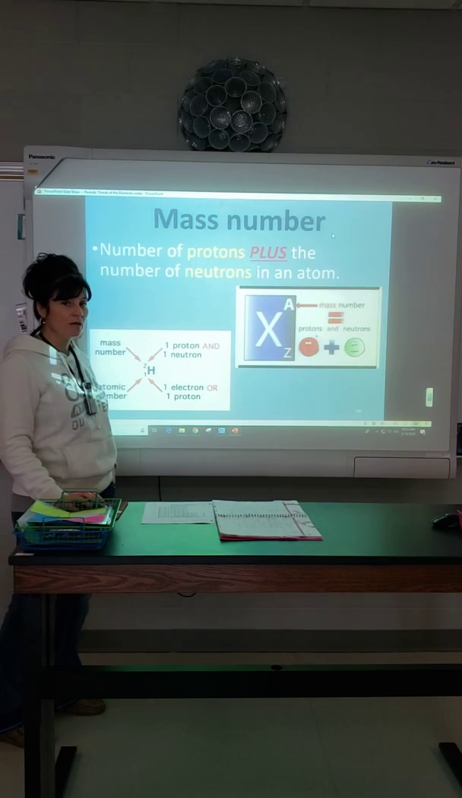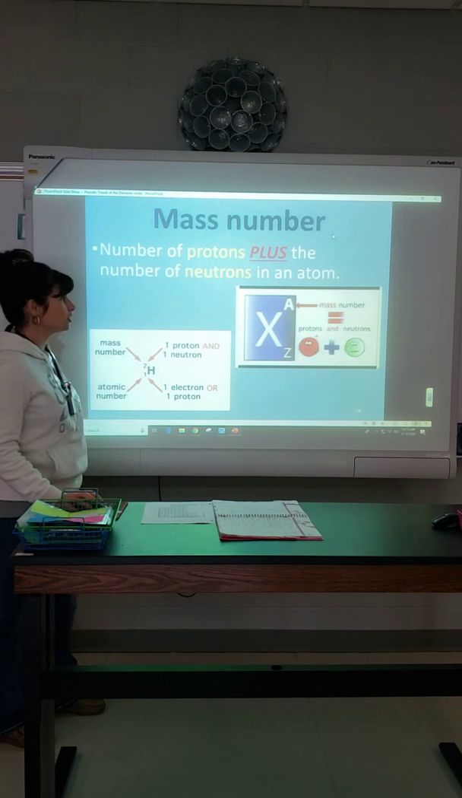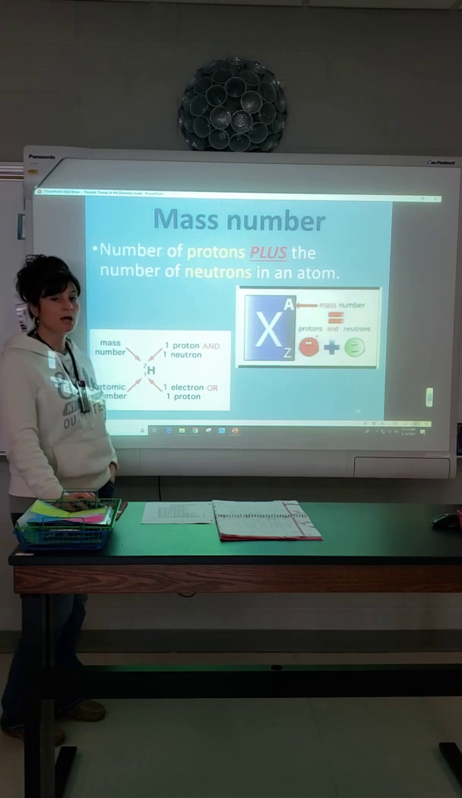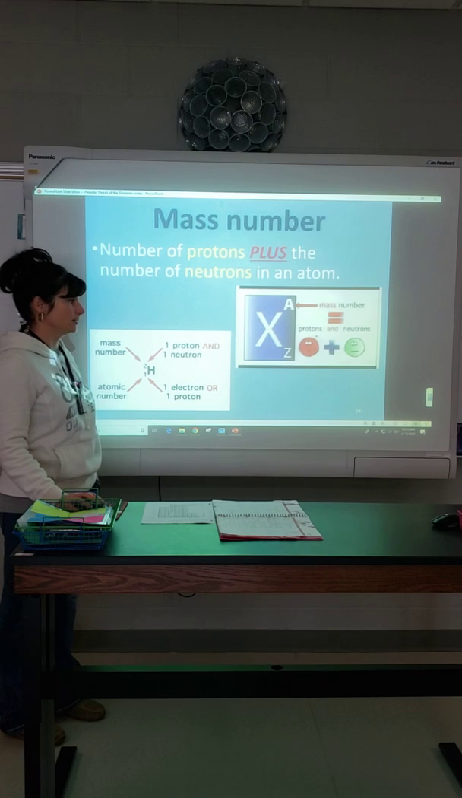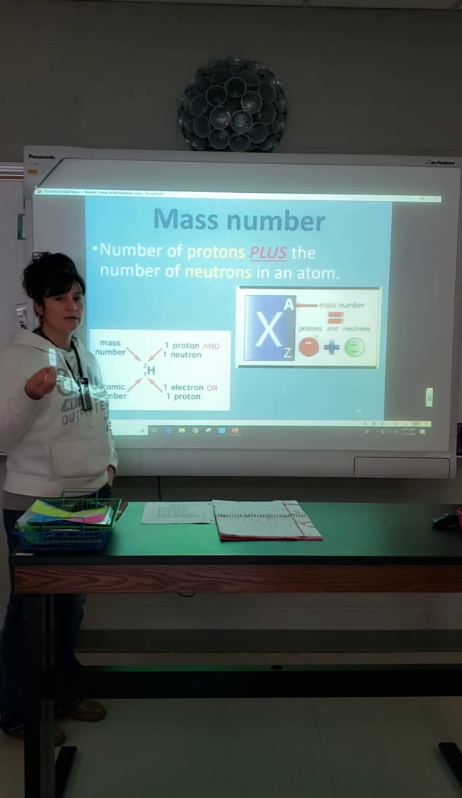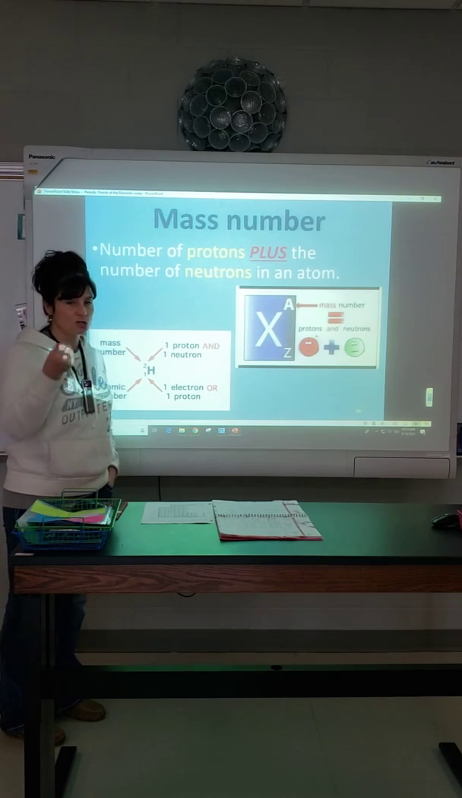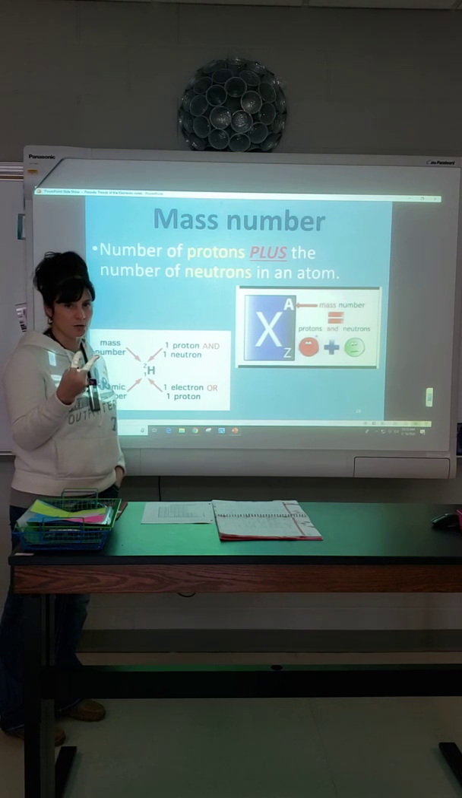There's also something called the mass number. The mass number is your number of protons plus your number of neutrons in an atom. So this is going to be the big number, right? Because you're including two subatomic particles, protons plus neutrons.